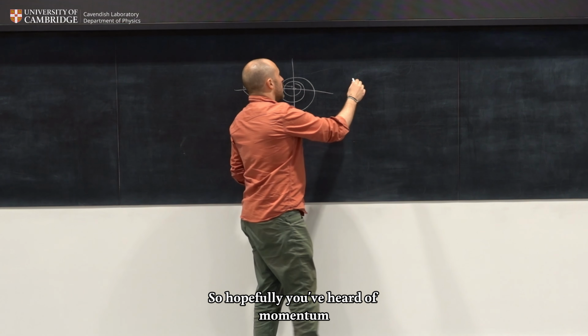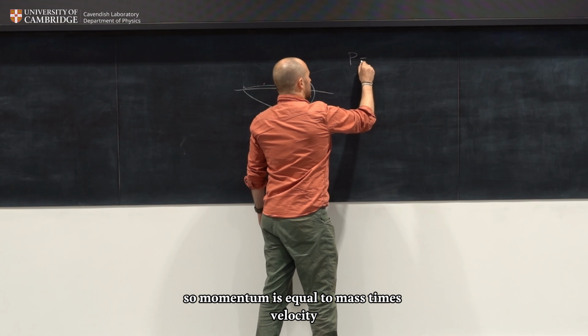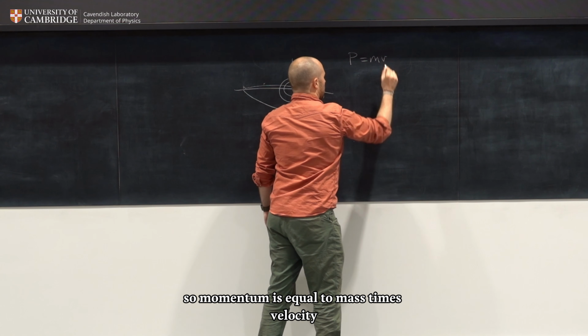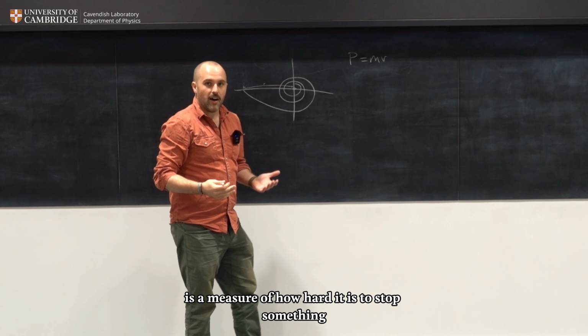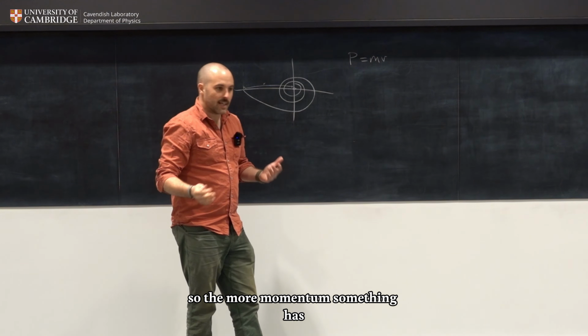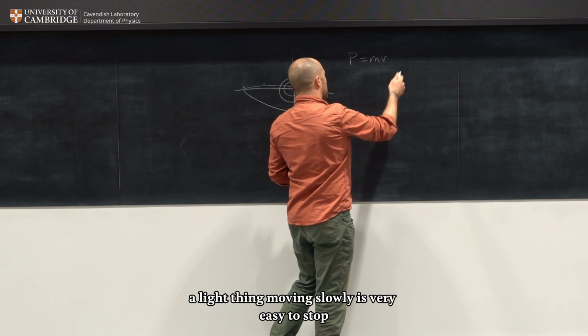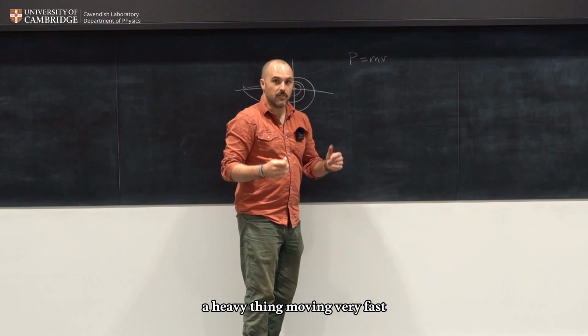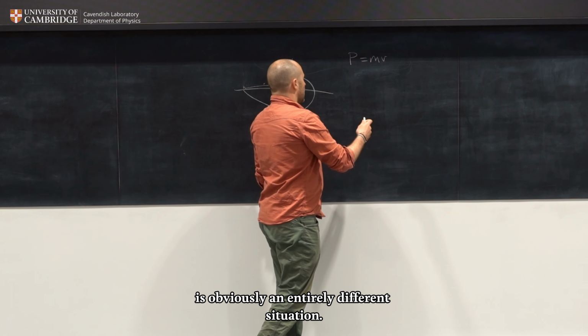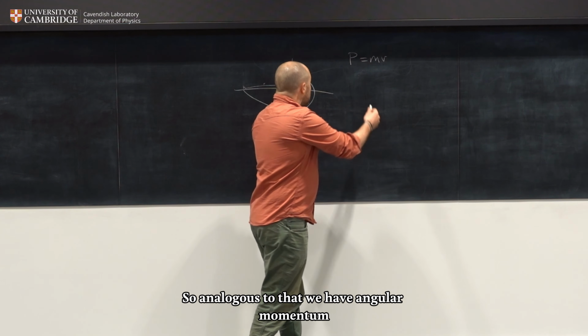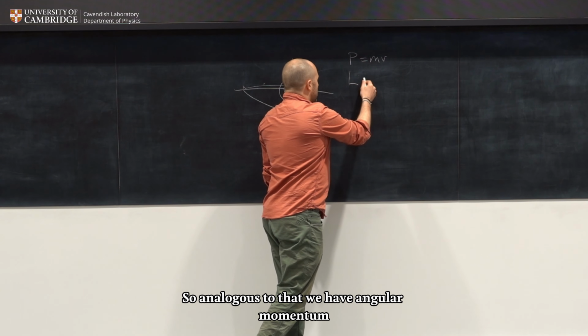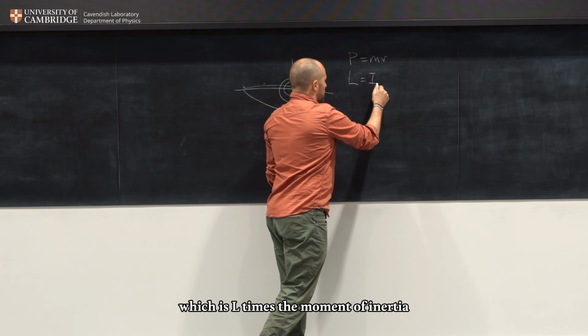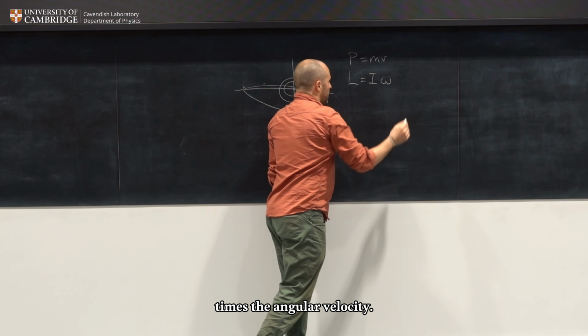So hopefully you've heard of momentum. So momentum is equal to mass times velocity, and it basically is a measure of how hard it is to stop something. So the more momentum something has, the more difficult it is to stop. A light thing moving slowly is very easy to stop. A heavy thing moving very fast is obviously an entirely different situation. So analogous to that, we have angular momentum, which is L, the moment of inertia times the angular velocity.